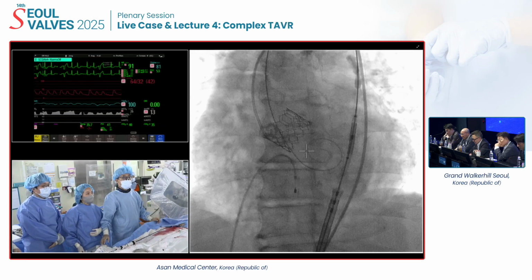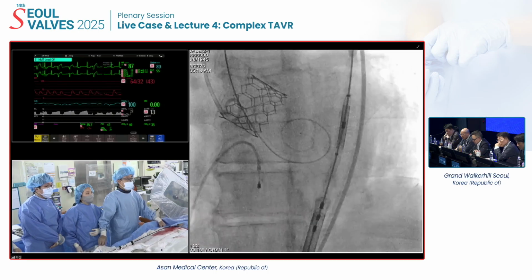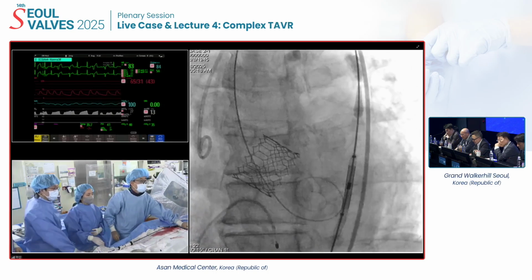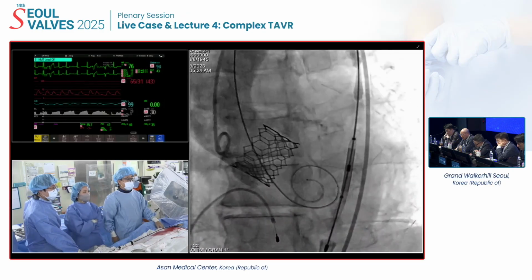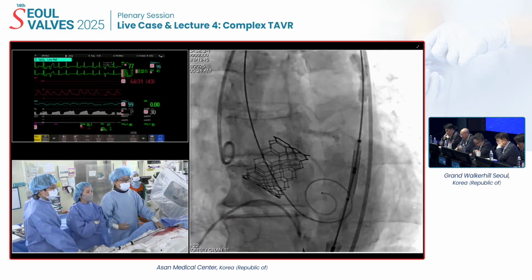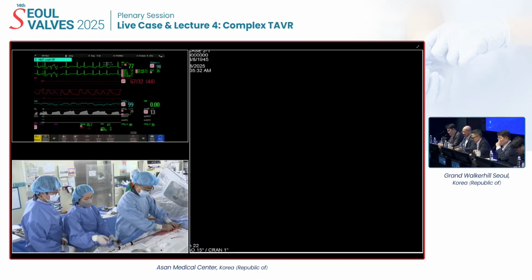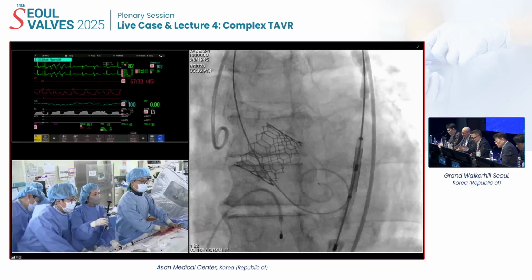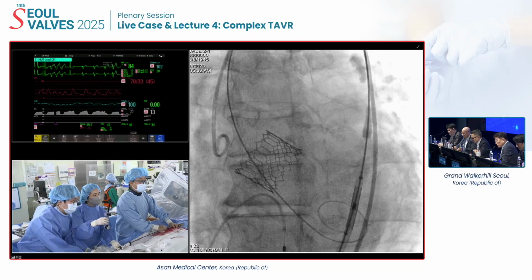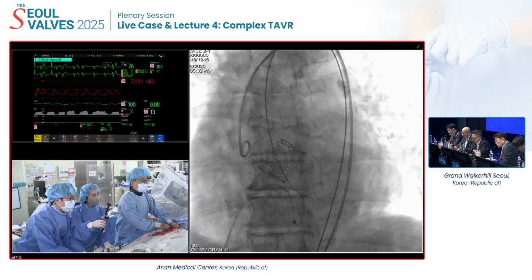Okay. I'll take the image. Hands off a bit. Hands ready. Okay. So we will remove the system and then put the wire in. When the wire or system transfers the valve from one side to the other, you always worry about pinning the leaflet down. So get the wire out.